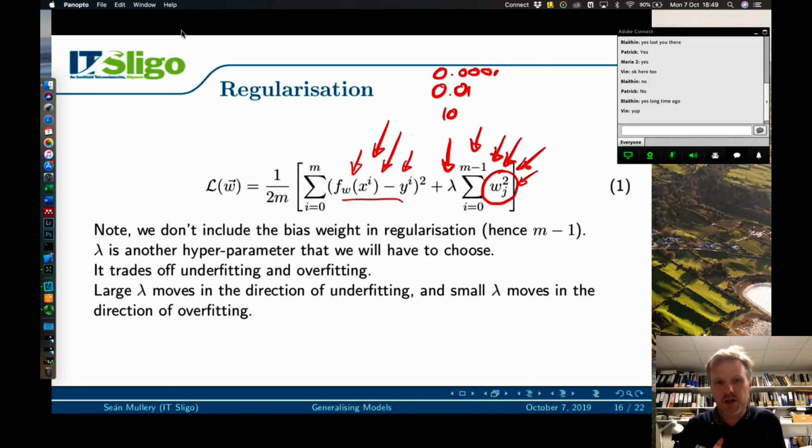One other thing to mention here is that we don't usually include the bias weight in regularization, so hence we use n-1 rather than m, so we only sum up as far as there. As I say, it's a trade-off between underfitting and overfitting.